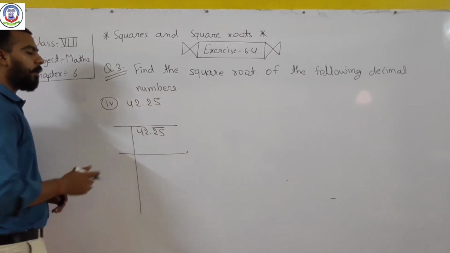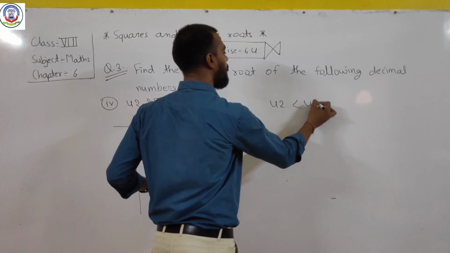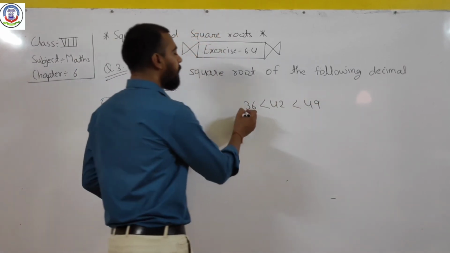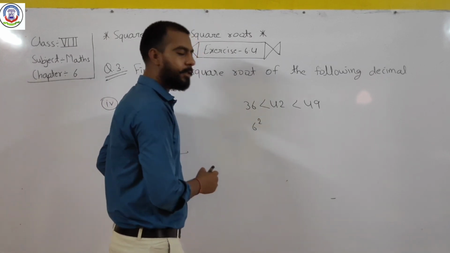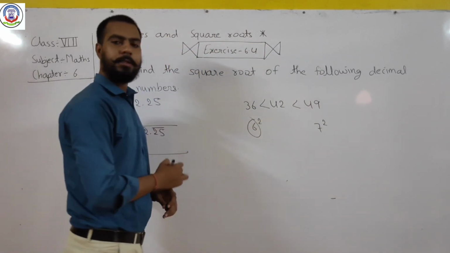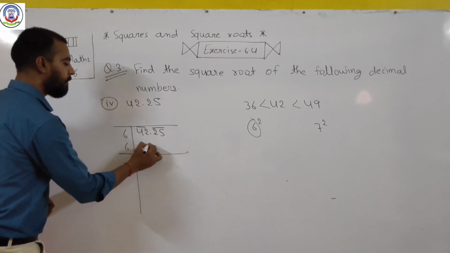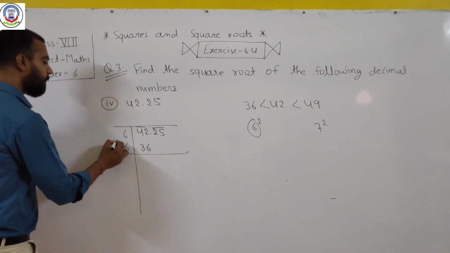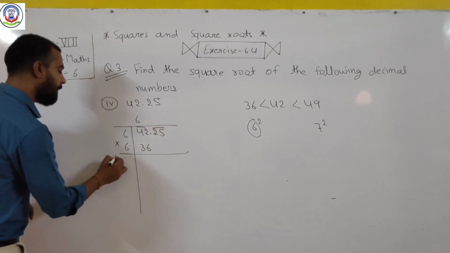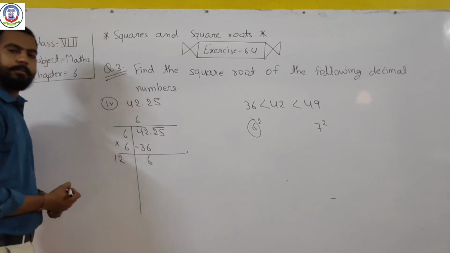Okay. So first of all we will take 42, and 42 is less than 49 and greater than 36. 36 is the square of 6 and 49 is the square of 7. That means we will take 6 here. So 6 multiplied by 6 will be 36 and we will write 6 here. The addition of 6 and 6 will be 12, and the subtraction of 42 and 36 will be 6.